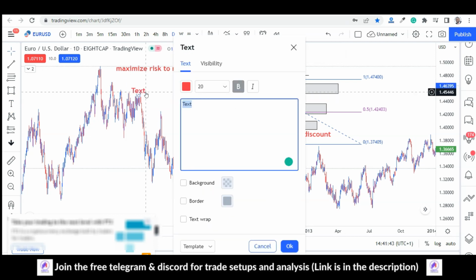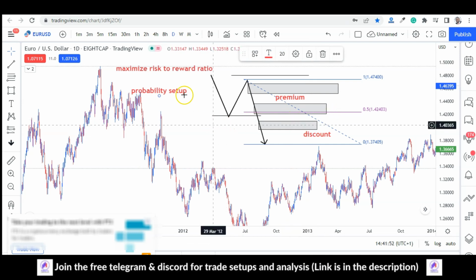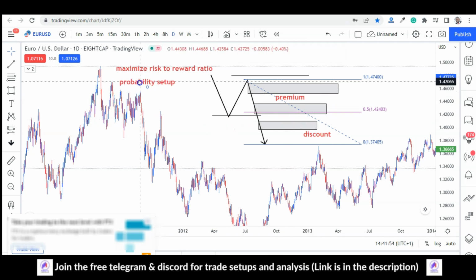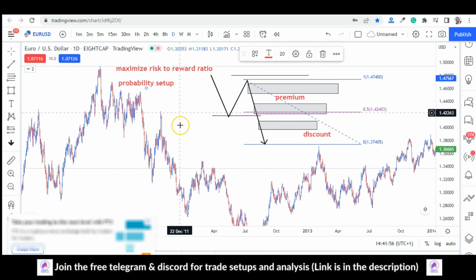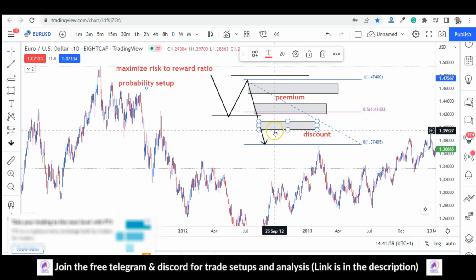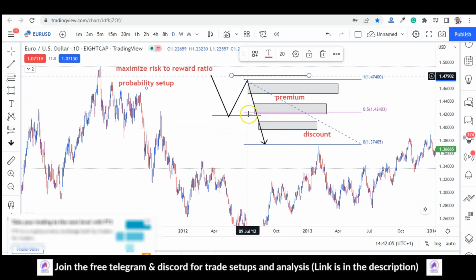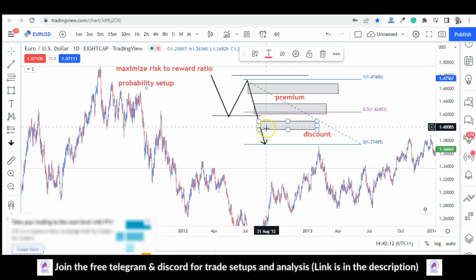In this case, you are using your premium and discount for what? For probability setup. Areas of low probability, you are going to avoid those areas. Pay attention please, and this is why a lot of people lose. If you are taking a trade there, fine, your stop loss will be above here, but the point of invalidation of this move is this point, and as you can see, the distance from your entry point to the point of invalidation is very wide.